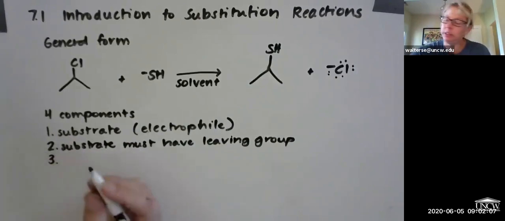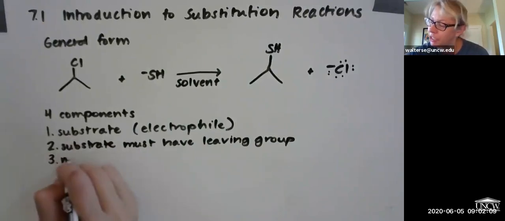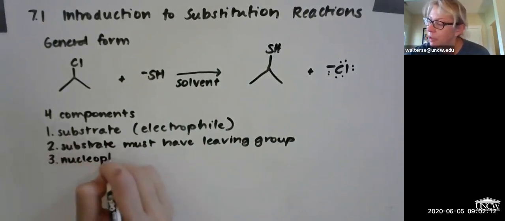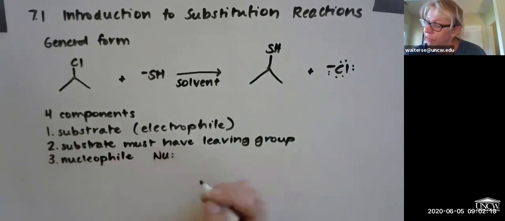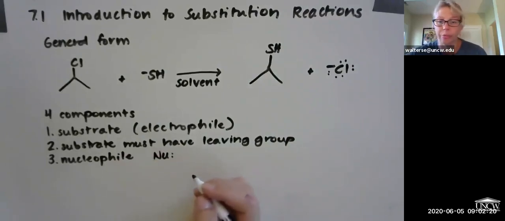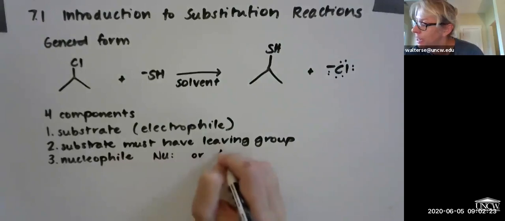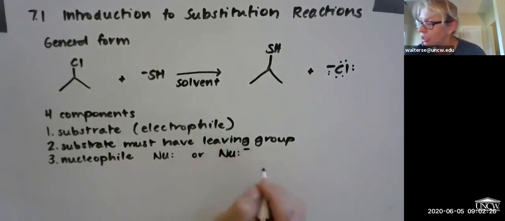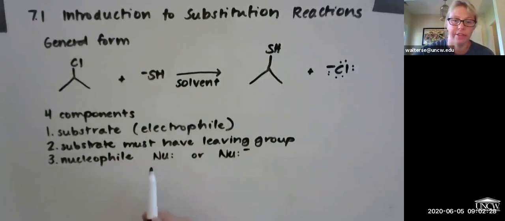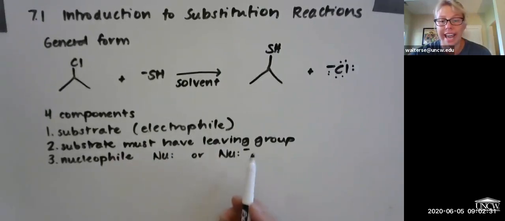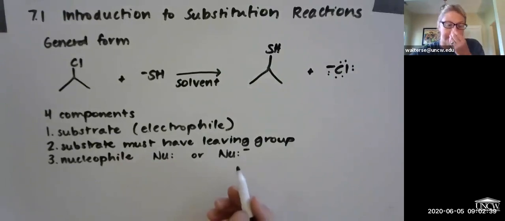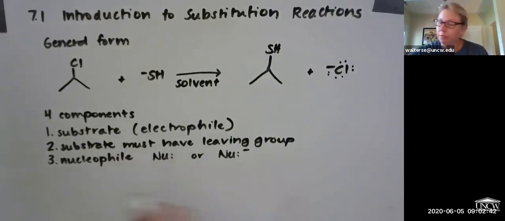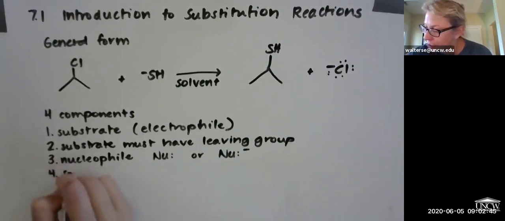The third thing you're going to use in a substitution reaction is a nucleophile. And you're going to have a choice of the type of nucleophile that you use. All nucleophiles have to have at least one lone pair of electrons, but they don't have to be charged. If they are charged, they have to be negative. So you can have a neutral nucleophile or a negatively charged nucleophile. You can never have a positively charged species labeled as a nucleophile. And the fourth component is your solvent.